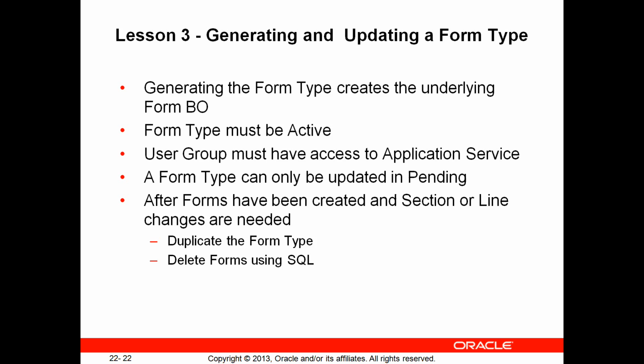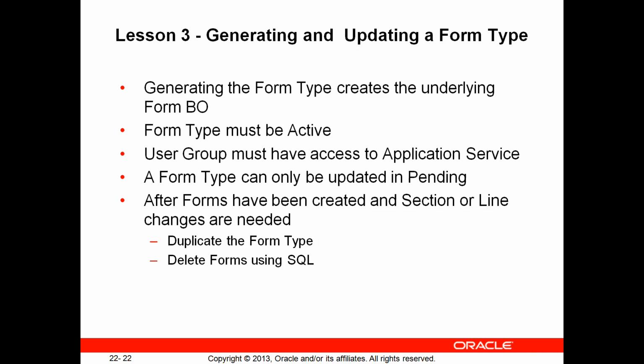We have seen that in order to use a form type to create a form of that form type, it must be in the state of active, and it's not sufficient just to be active. The user group who is using the system, the user who's inside the user group, must have rights to the application service in order to be able to see that form type. We have also seen that a form type can only be updated if it's in pending. So if you need to make changes to the sections and lines, you must move it back to the pending state.